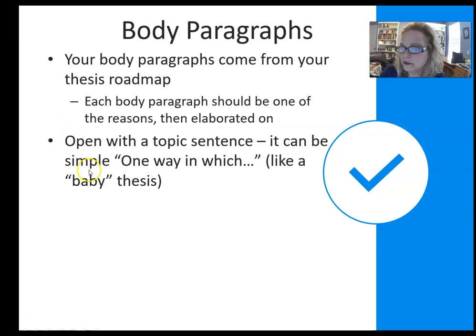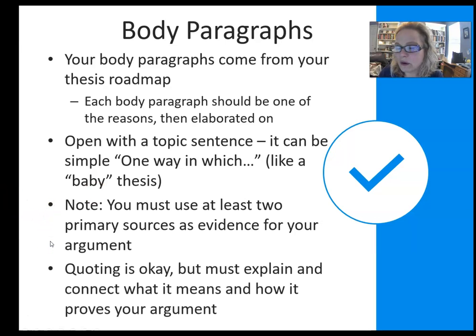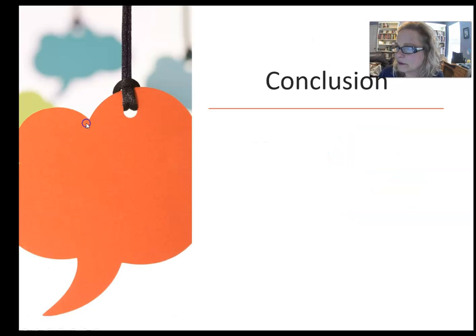Please note that on this paper, you do need to use at least 2 primary sources. That's part of the rubric. So in your body paragraph, if this is one of the paragraphs where you're choosing to use a primary source as your evidence, you want to use it there. And just a note on quoting in your body paragraphs. Quoting is okay, but you can't quote and just leave it there and expect the reader to interpret it. You have to interpret it. So tell me what it is and how that helps prove your thesis in that body paragraph.